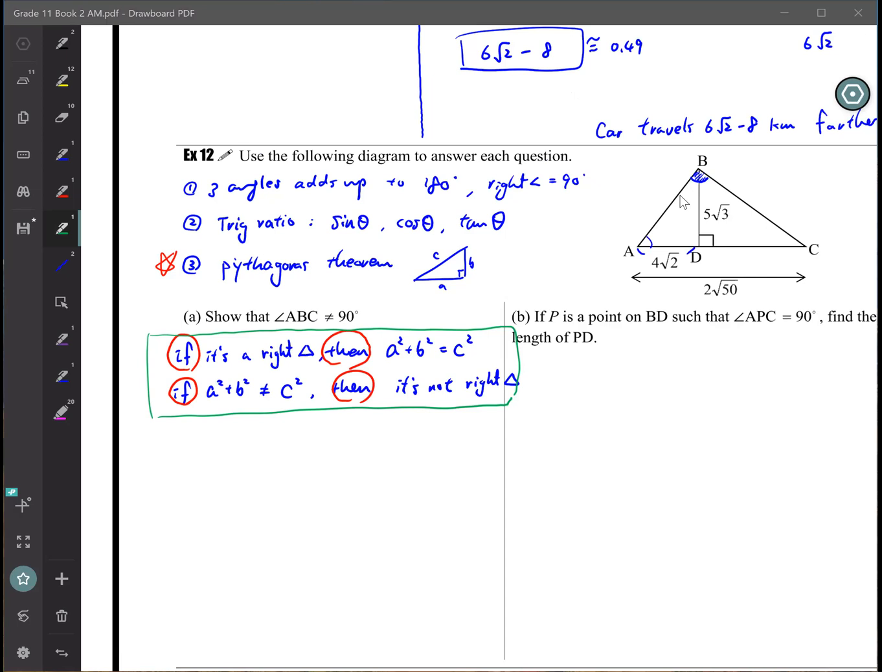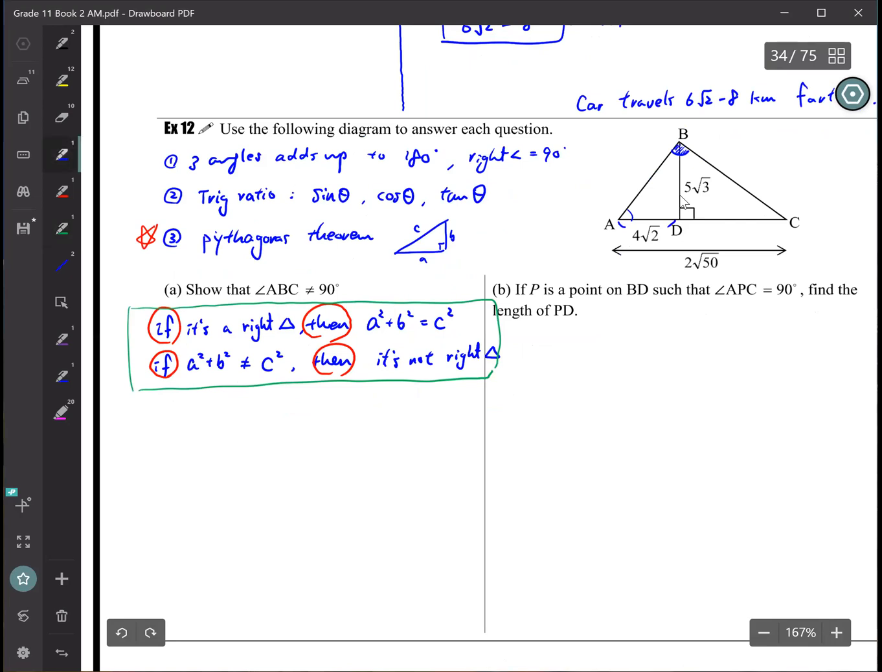Okay, so we'll draw a picture now. From the picture, we want to show this one, right? Show this one if it's a 90 degree. Here's A, here's B, here's C.